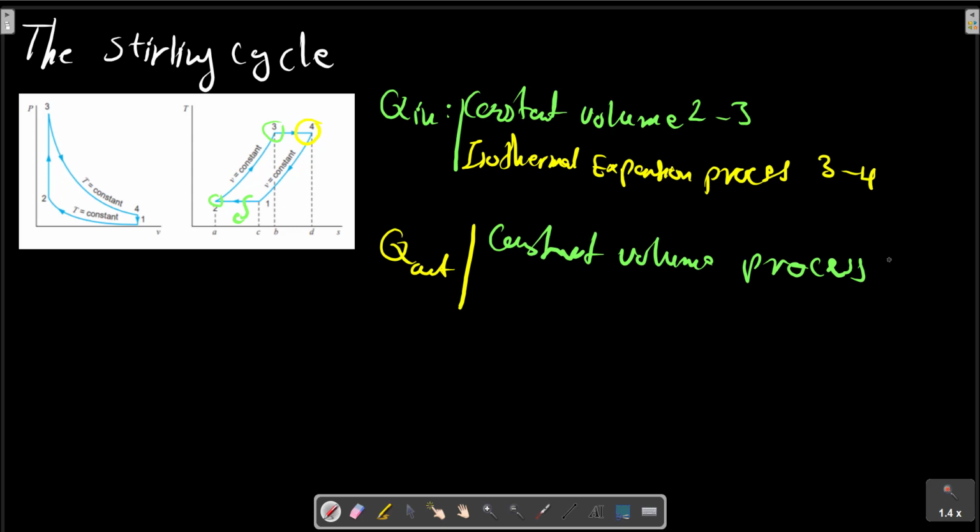Constant volume process 4-2-1, or 4, 2, 1, this process, and also the isothermal compression process.